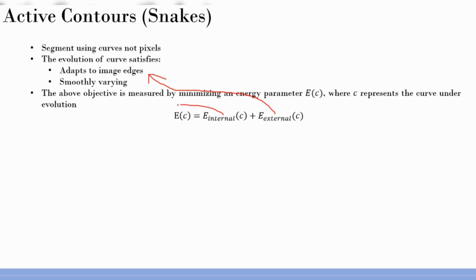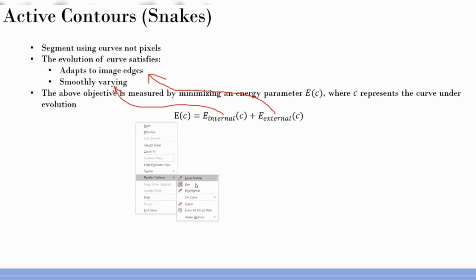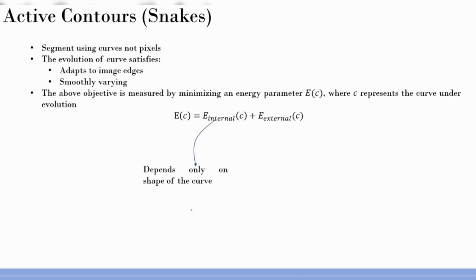An internal guy at the same time sort of regularizes the curve and makes it smooth. Okay, so let's move on. And again, to have a more official definition of it, the internal energy parameter depends only on the shape of the curve. So you want the curve to have some shape and you want to preserve that shape, and you try to minimize distortions in that shape. Okay, so that's what I literally mean.